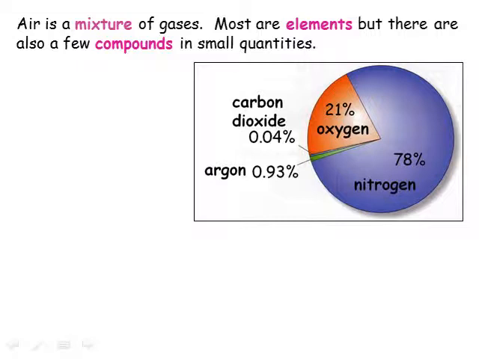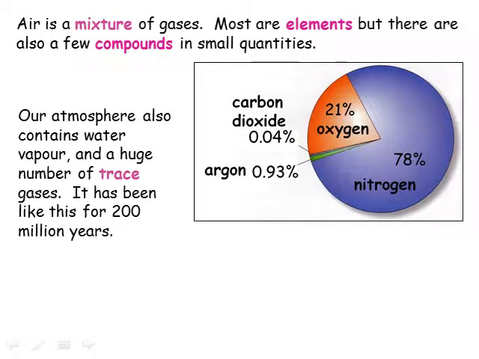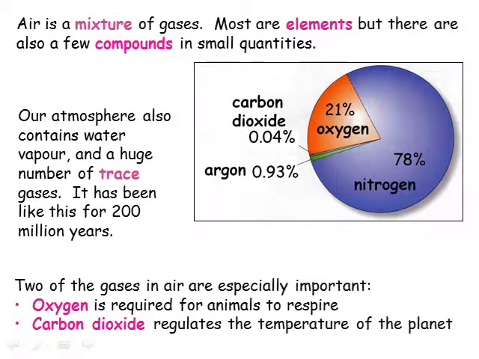The remaining 1% contains mostly the element argon. Carbon dioxide is present in very small quantities, 0.04%, along with tiny quantities of lots of other gases. Nitrogen and argon are inert, which means they're unreactive and don't do much in the atmosphere, but oxygen is essential for living animals to respire, and carbon dioxide, even though it's only there in tiny quantities, is responsible for keeping the temperature on Earth within the limits where animals can survive.